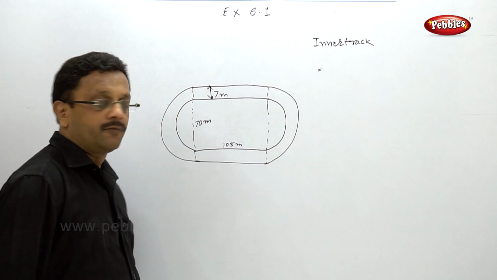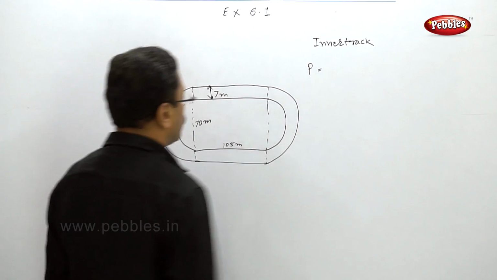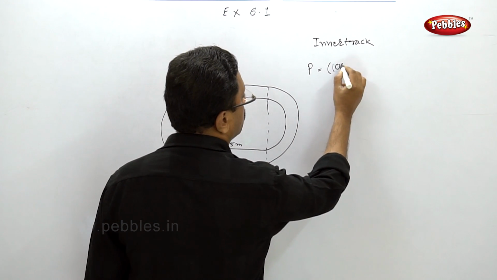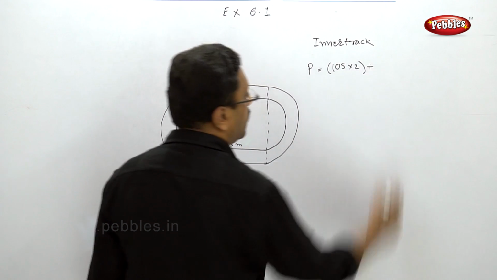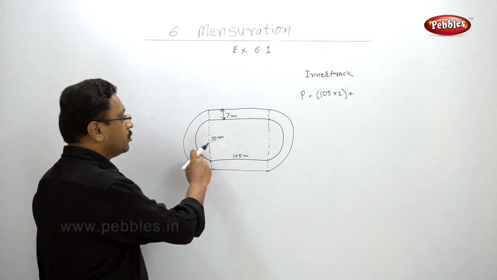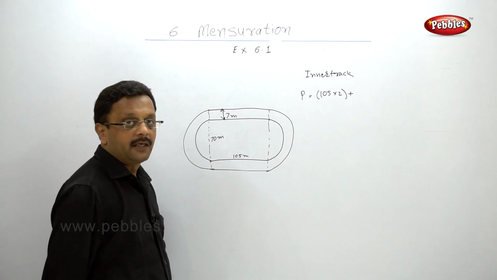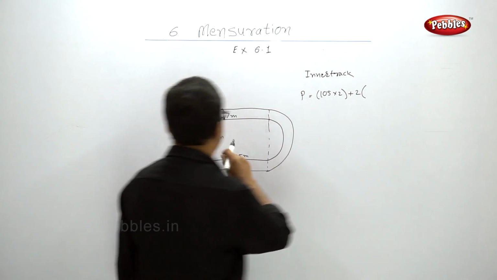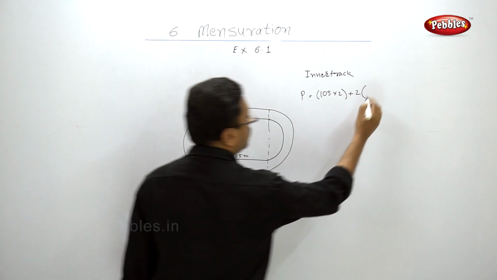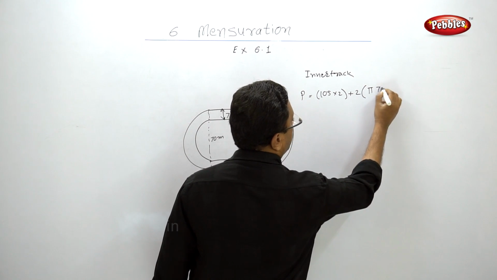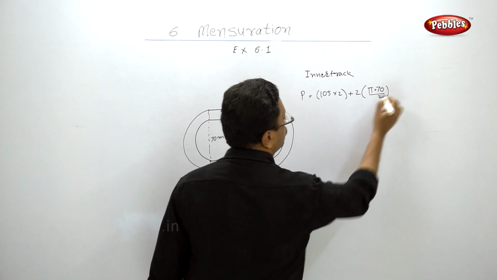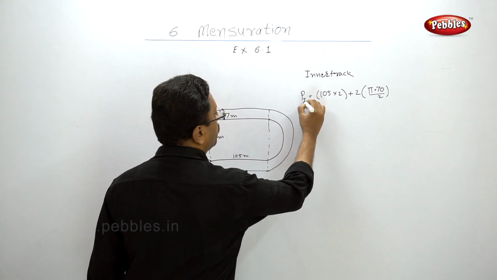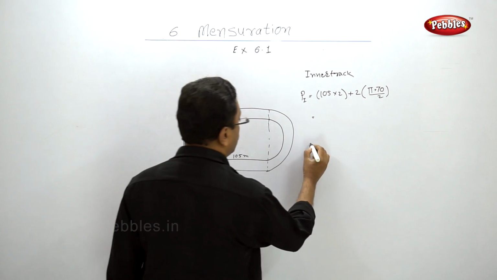For the inner track, what is the perimeter? It is 105 into 2 plus 2 into pi r, that is pi d by 2. 2 into pi d is 70, so pi into 70 upon 2. So quickly calculate, this is the inner track.